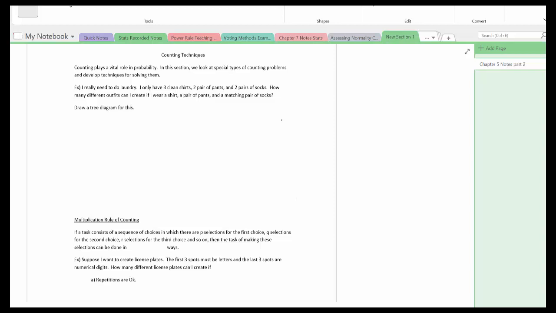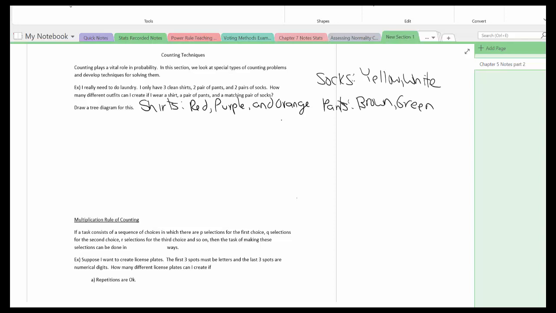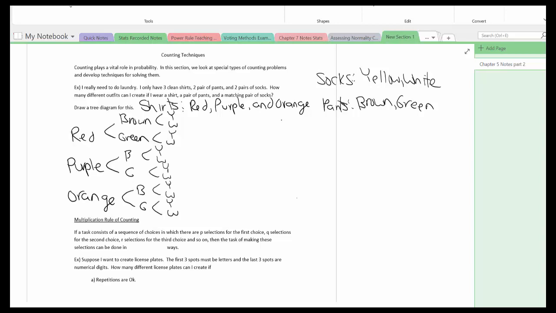Okay, so I'm going to write out the colors for the shirts, pants, and socks now. Let's say I have a purple, a red, and an orange shirt. Pants, I have brown and green, and then socks, I have yellow and white. So now I'm going to draw a tree diagram that shows all of the different scenarios for this. I started with the red, purple, and orange for the shirts, and then I did pants, brown and green, and then for the very last one, socks, I did yellow and white for every single one.